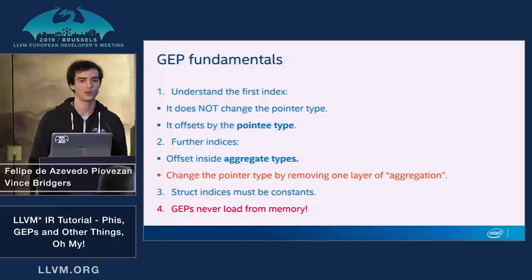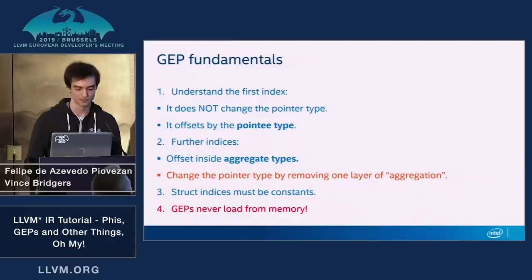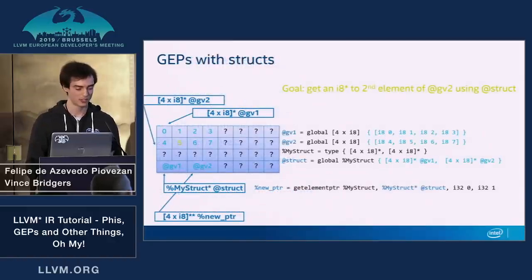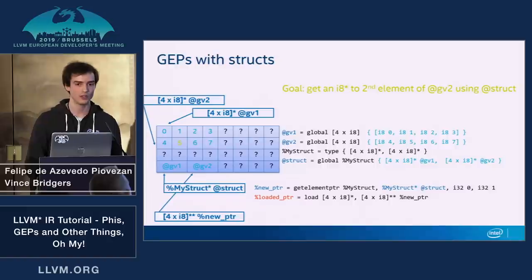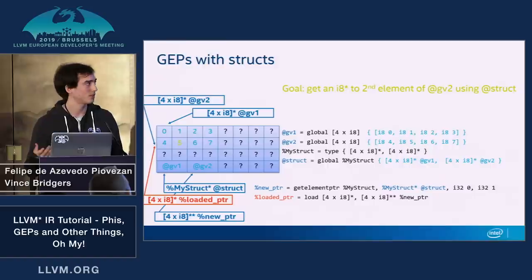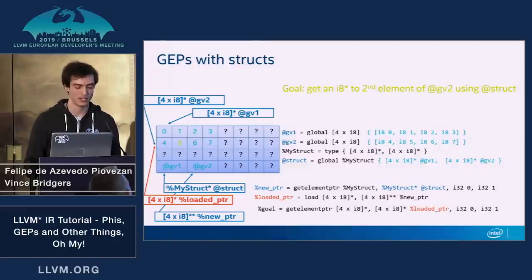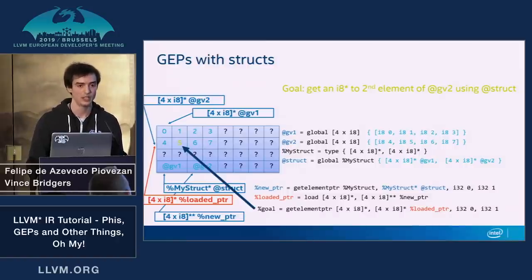To accomplish what we were trying to do in the previous exercise, we need to load that address that is stored in memory before we can continue. What do I mean by that? Well, let's go back to what we had before. Let's load the value that is stored in that memory location. You can see here that the result of the load is a pointer to an array. And once we have a pointer to an array, we have just a pointer to our second global variable, which is something we've seen how to use before. We're just going to write a simple GEP with two indices where the first is 0, the second is 1, and that gives us a pointer to our desired 5.